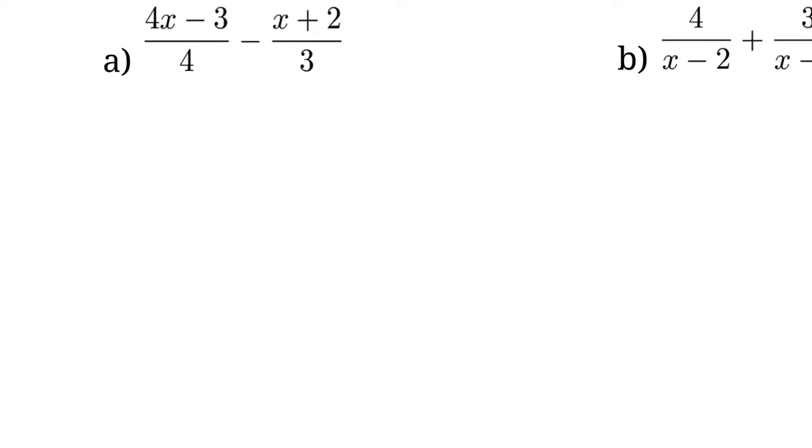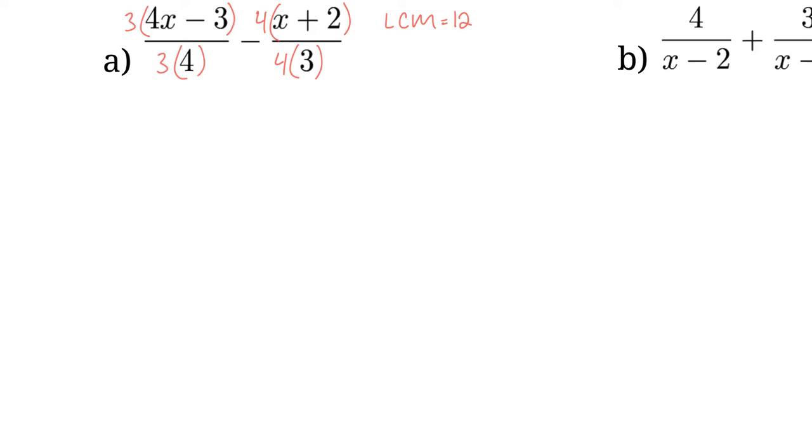So in this next example, we have (4x minus 3) over 4, and we're going to subtract (x plus 2) over 3. So we still have two rational expressions, and we need the same denominator in order to do this subtraction. So we're looking for the lowest common multiple between our denominators, between 4 and 3, and that's going to be 12. So that means we need to multiply our first rational expression all by 3, both numerator and denominator, and then we're going to multiply our second rational expression by 4.